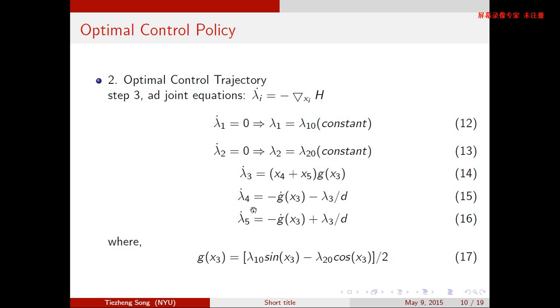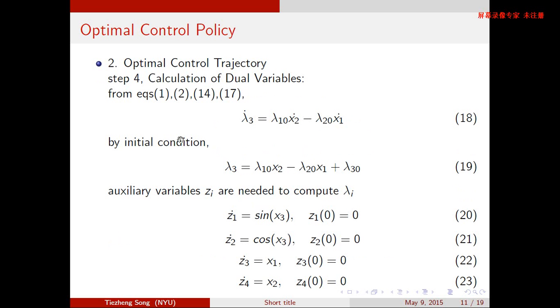So the next step is to figure out the trajectory for the dual variables. From equations 1, 2, and 14, 17, this differential equation can be obtained. Integrating it, we can find the relationship between the positions x1, x2, and the dual variable lambda 3. To continue the computation, auxiliary variables vi are needed.